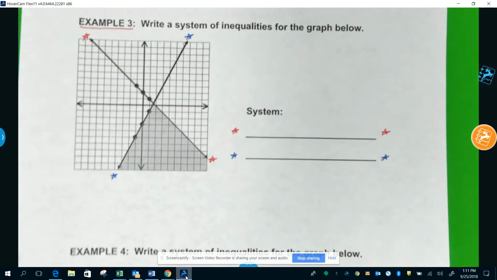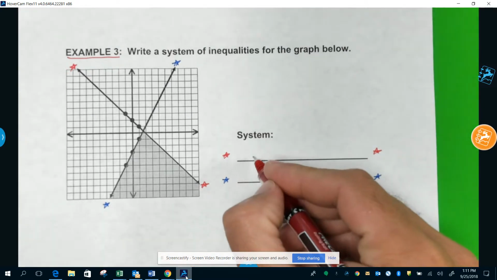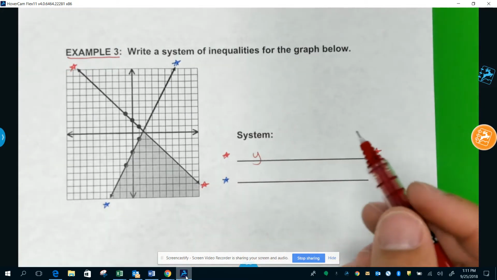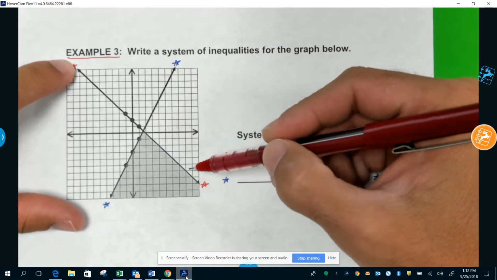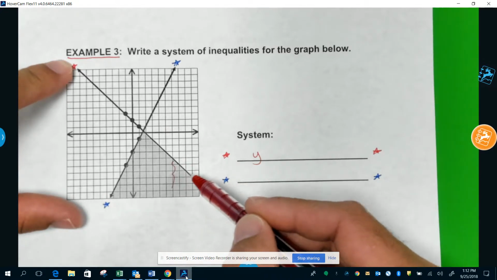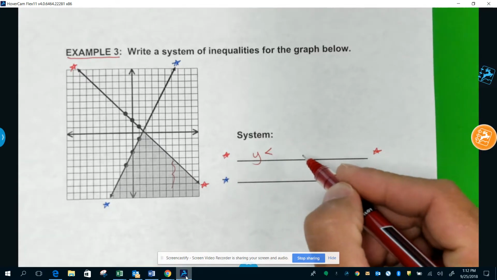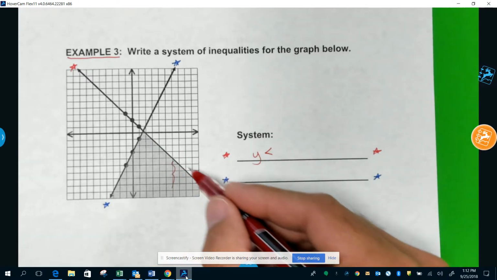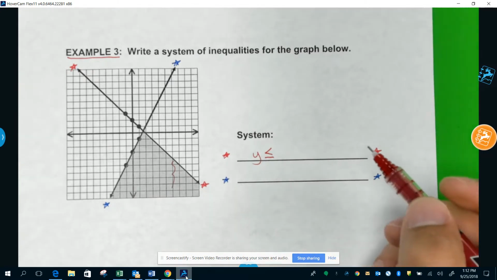Flip it over to the back. Okay, now they have given me the graph already, and it's my job to write the system here. So we know it's got to start with y. My red line is the one that has the red stars on either side of it. What do you notice about this? I notice that it's shaded down below the line. If it's shaded down below the line, that's going to be a less than. And I notice my line is solid, so that's also going to be equal to.